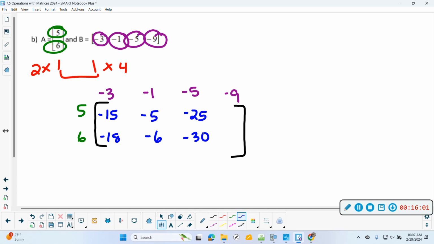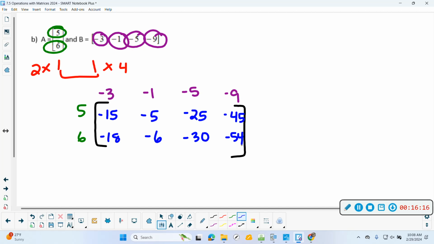And what's your last column? What's 5 times negative 9? Negative 45. And what's 6 times negative 9? 54. So this is what I'm saying. I can do that way quicker than it'd take me forever to type the matrices in the calculator and do it all. Sometimes I think it's easier to just mental math it.